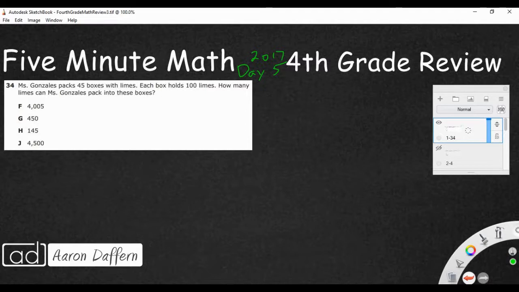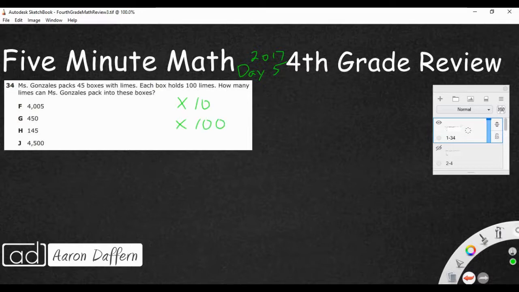Students have been learning the foundations of multiplication since 2nd grade, learned how to do 2-digit by 1-digit multiplication in 3rd grade, and in 4th grade, we kind of branch off. We go into two different directions. The first thing we're going to look at today in 4th grade multiplication is what happens when you multiply by 10 or multiply by 100, and how can we do that extremely quickly.